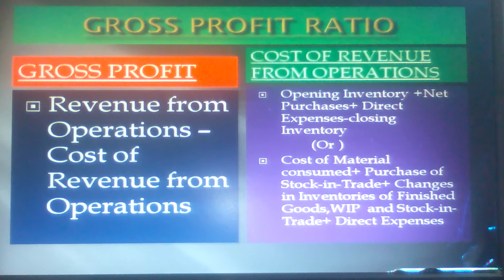Then you can also calculate cost of material consumed plus purchase of stock in trade plus changes in inventories of finished goods, work in progress and stock in trade. What do the changes mean? The opening and closing of finished goods, work in progress and stock in trade. That's what changes in inventories means. Then direct expenses. So you can calculate cost of revenue from operations either way, according to the available information. You can substitute in the formula. That's why you should be very careful to calculate cost of revenue from operations.